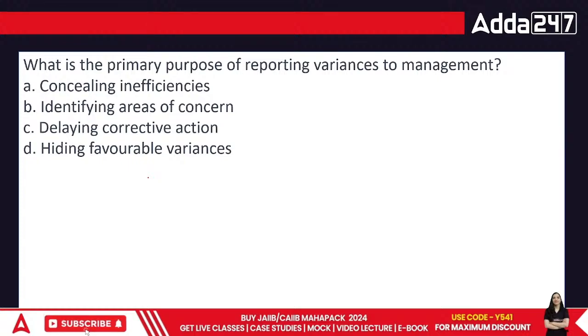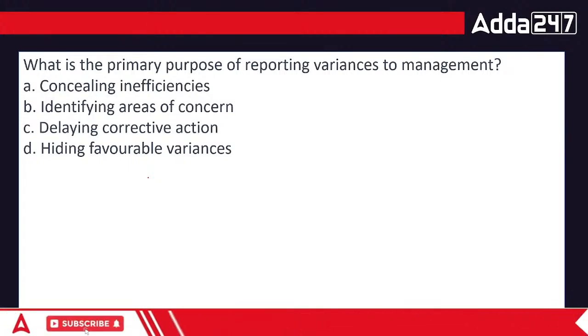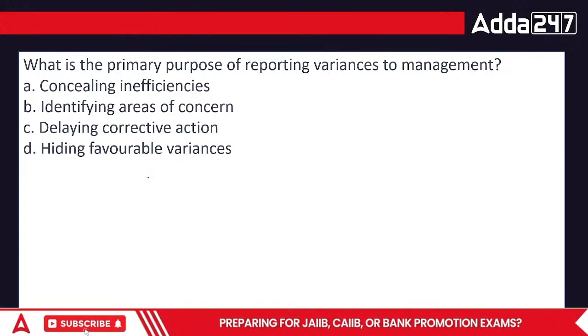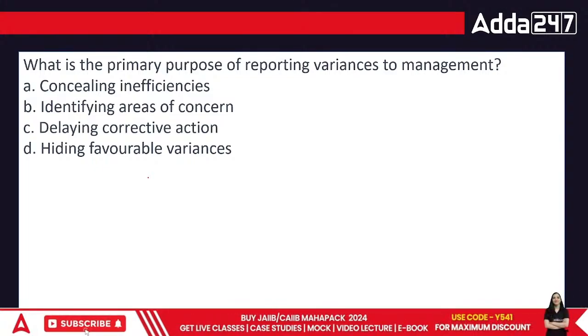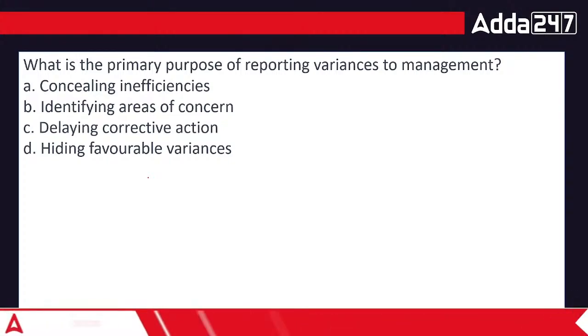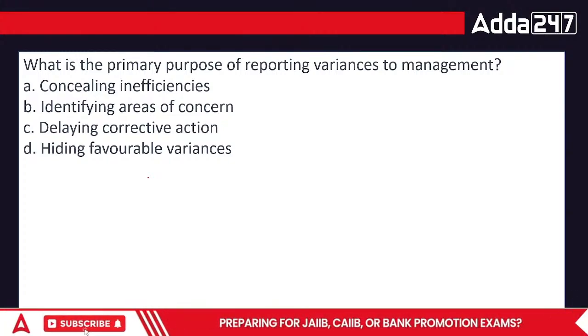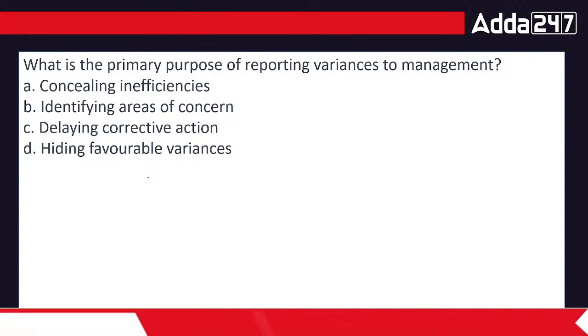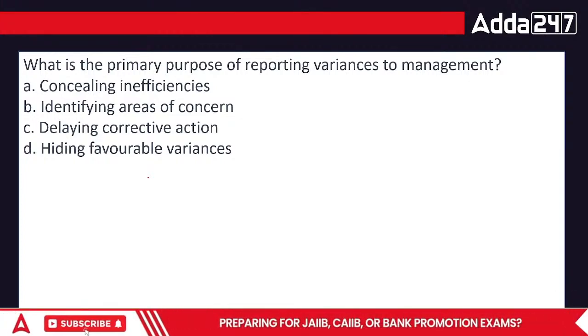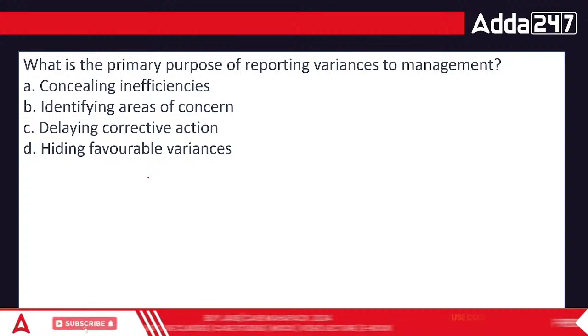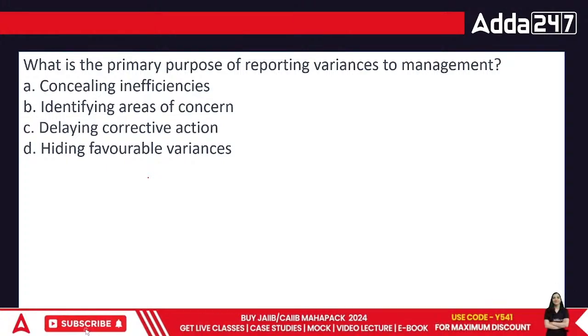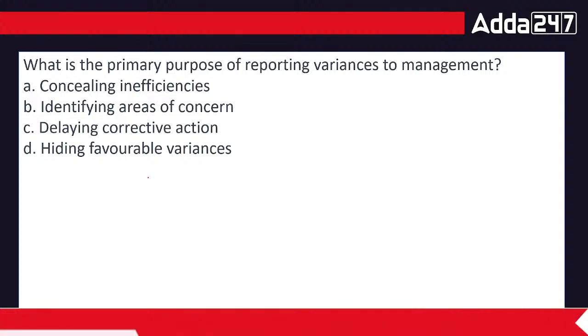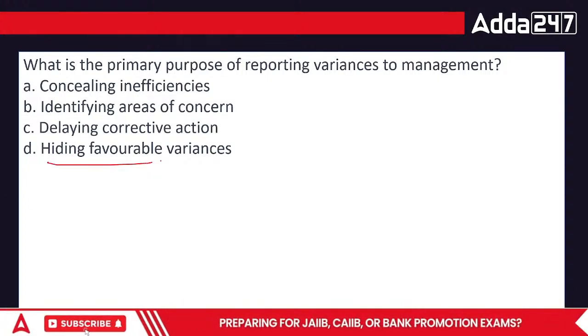What is the primary purpose of reporting to the management? Concealing inefficiencies? We do not report to hide things. If we try to hide things, that won't work. Why do we tell everyone everything? So that the organization does not face any problem. Simple problem, simple solution. Options: concealing inefficiencies, identifying areas of concern, delaying corrective action, or hiding favorable variances. Favorable variances are highlighted, they are never hidden.